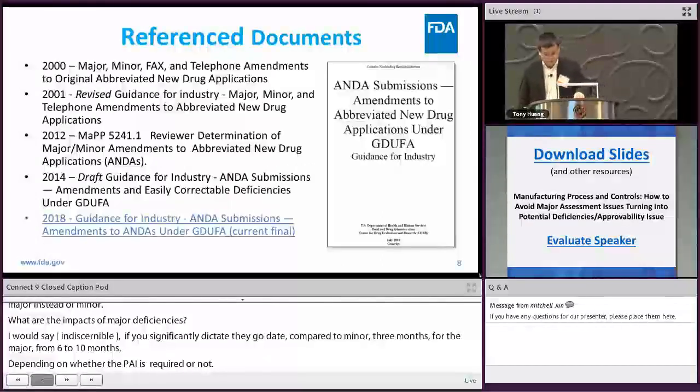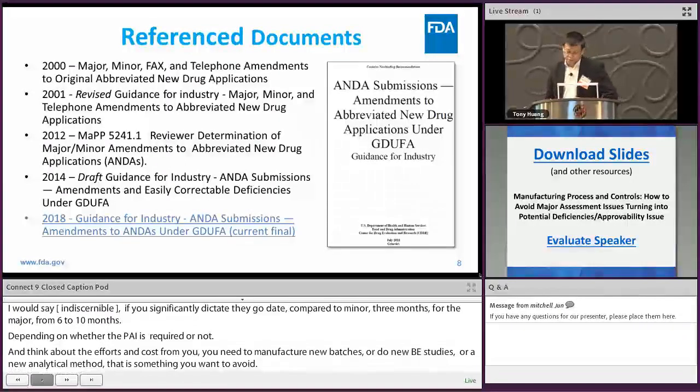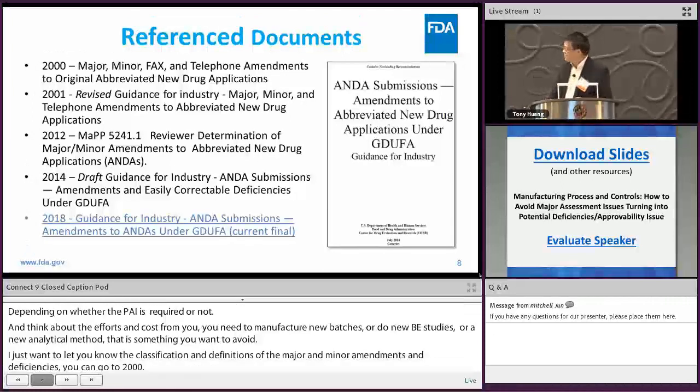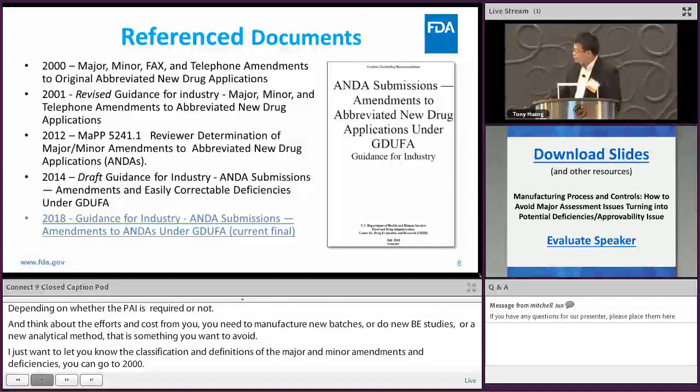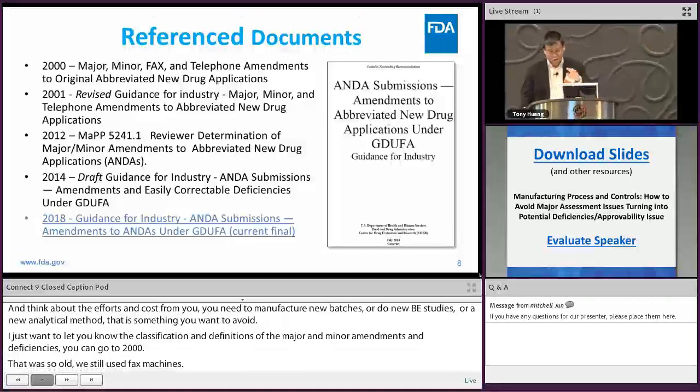Just want to let you know that the classification and definition of the major and minor amendments and deficiencies go a long time ago to year 2000. You can see that it was so old. At that time, we still used fax. So now we have the 2018 guidance for industry. If you guys haven't noticed, it's one of those copies outside, those display copies that you don't want to steal.